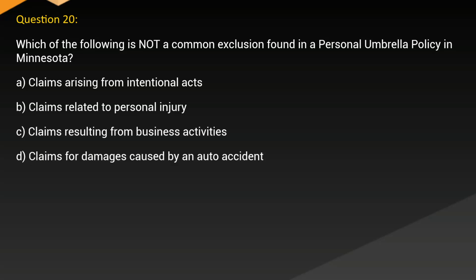Question 20. Which of the following is not a common exclusion found in a personal umbrella policy in Minnesota? A. Claims arising from intentional acts. B. Claims related to personal injury. C. Claims resulting from business activities. D. Claims for damages caused by an auto accident.